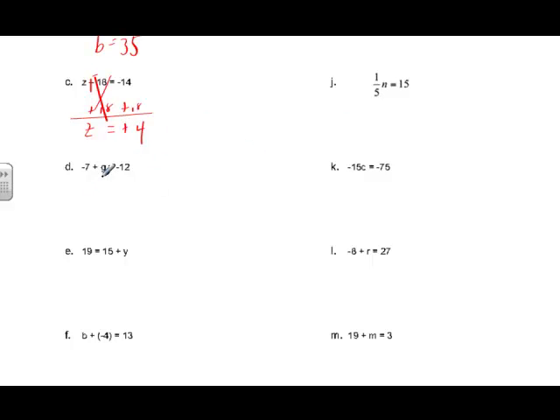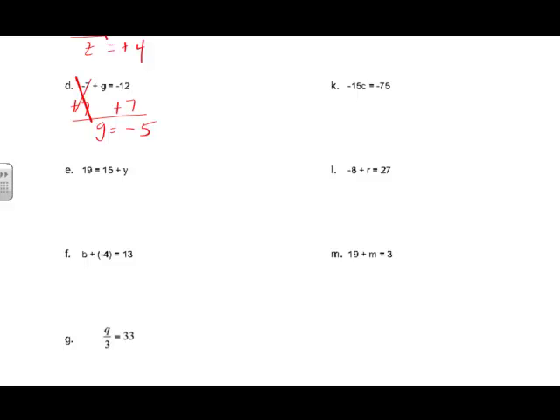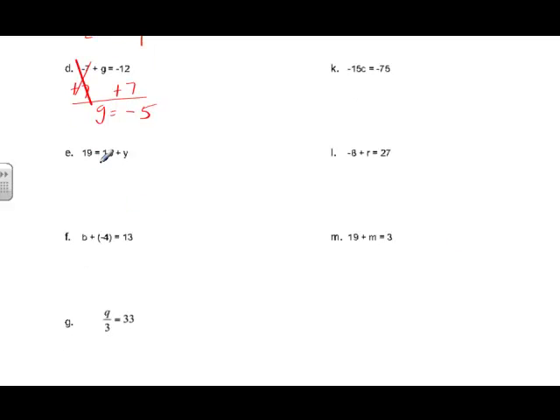Negative Z plus G equals negative 12. I'll do this. I want to get rid of the negative 7, so the opposite is positive 7. Negative 7, positive 7 cancel. G equals... you just told me the rules. I have more negatives, so I subtract. Simple.